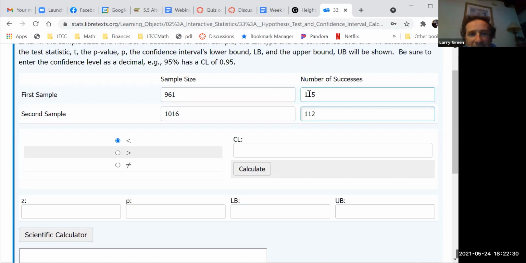961 minus 115 is very large, bigger than 5. Same thing with 1,016 minus 112 is definitely bigger than 5. So that means our sample size is large enough. Any questions on that piece?